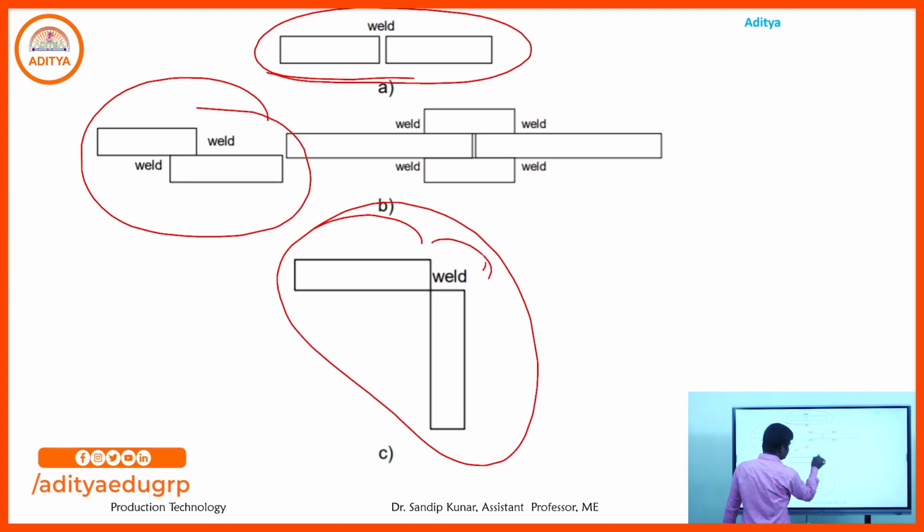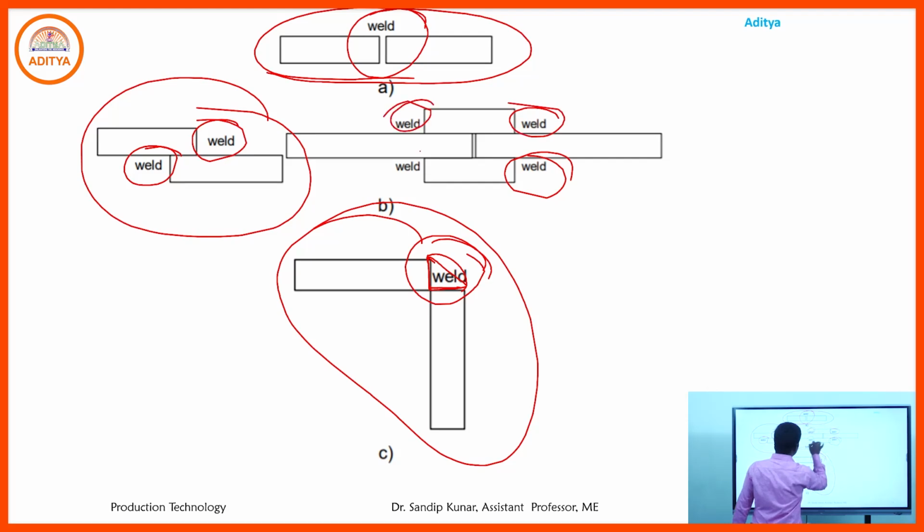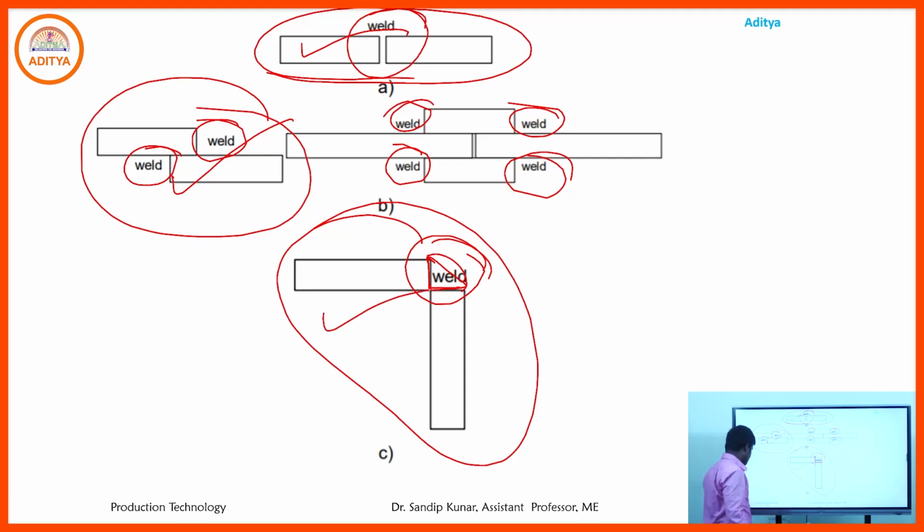In those faces we do the welding. We do the welding in that face. That is the bar joint, that is the lap joint, and that is the corner joint.